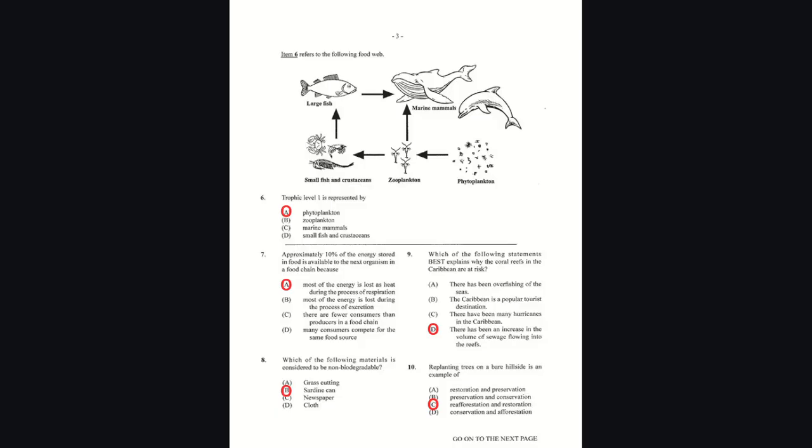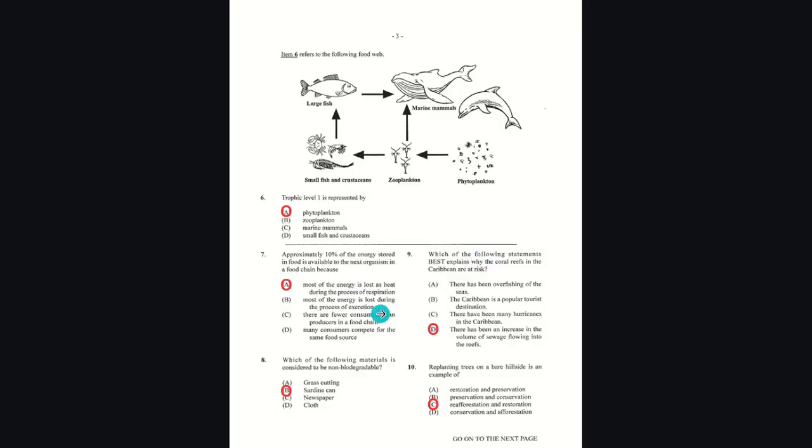Alright, so now we're looking at item number 6, and it refers to the following food web. Trophic level 1 is represented by A, phytoplankton, B, zooplankton, C, marine mammals, D, small fish and crustaceans. And so it says trophic level 1 is represented by, and that would be the phytoplankton.